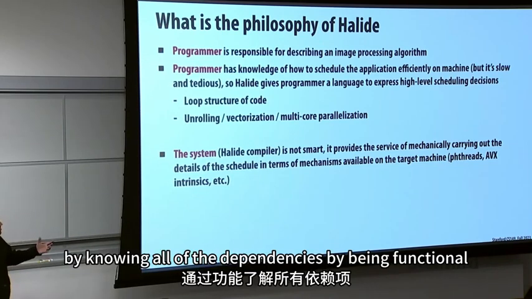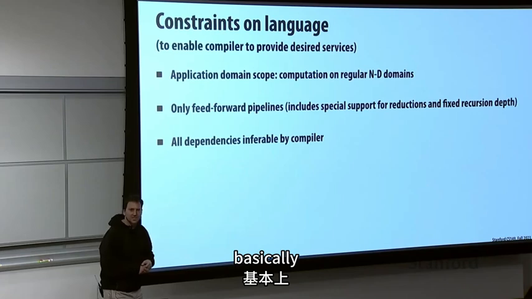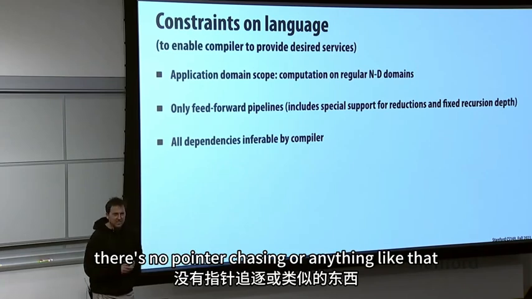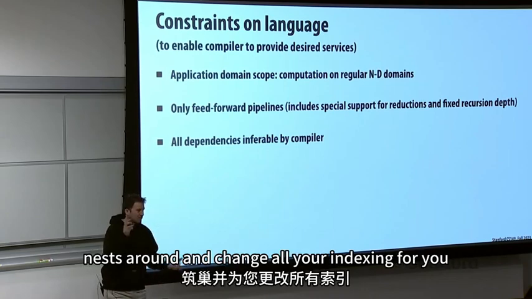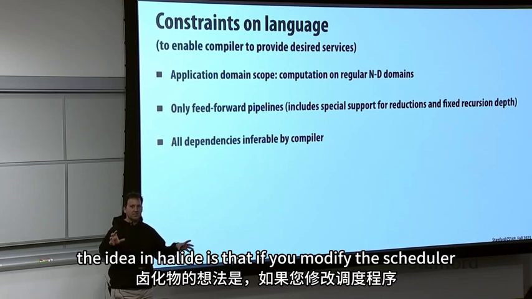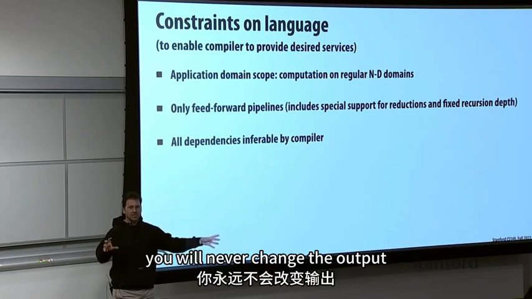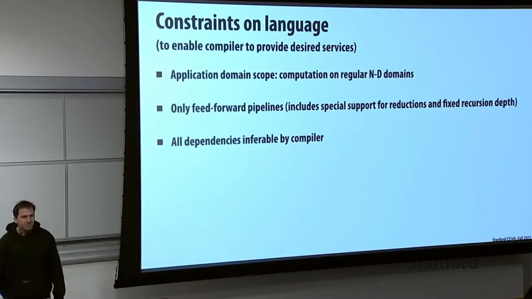So by knowing all of the dependencies, by being functional, basically, there's no pointer chasing or anything like that, the compiler has knowledge that it can move these loop nests around and change all your indexing for you and never change the correctness of the program. So the idea in Halide is that if you modify the schedule, you will never change the output. It's just an optimization. Okay.